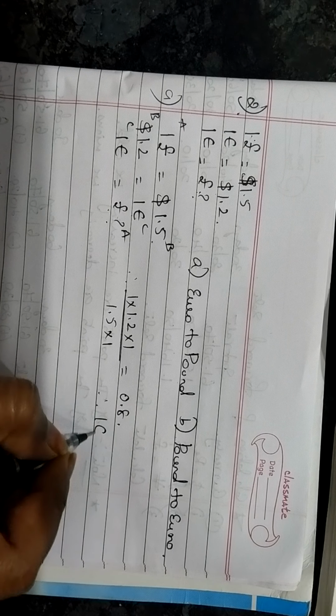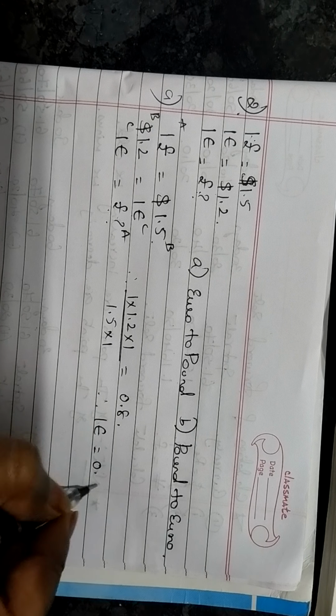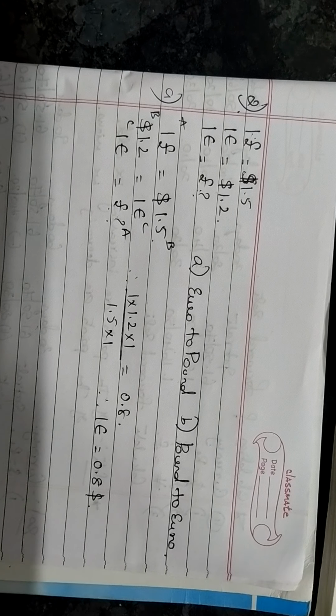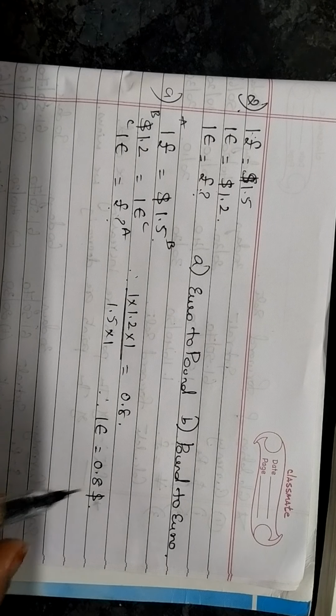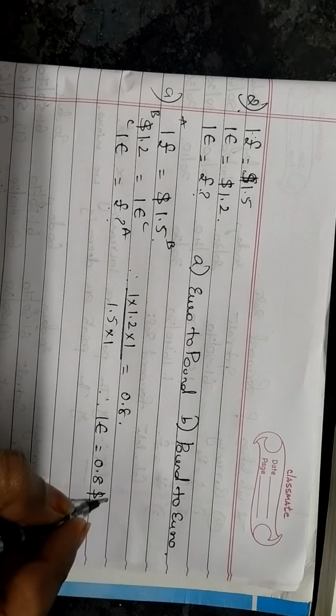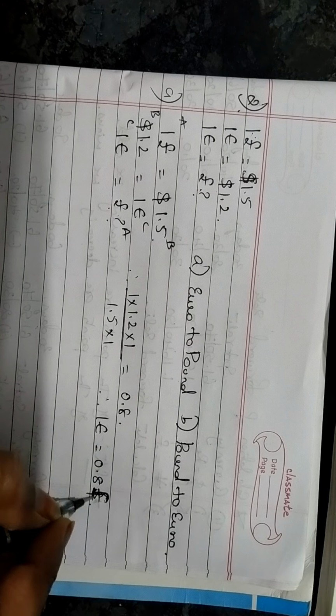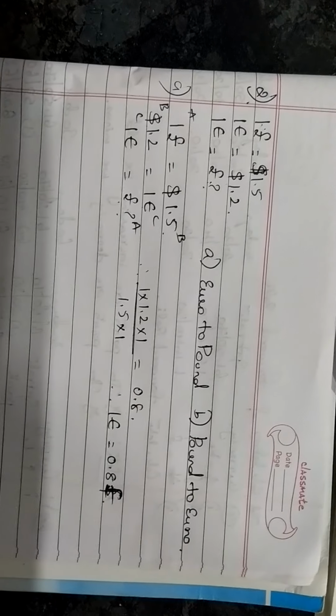Therefore, 1 euro is equal to 0.8 pounds. Sorry, this is not dollars, it is pounds. So I hope it is clear to all.